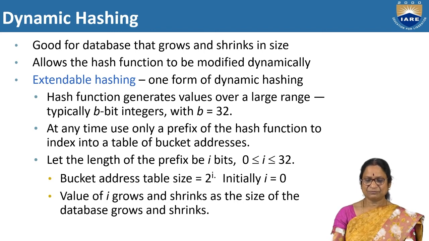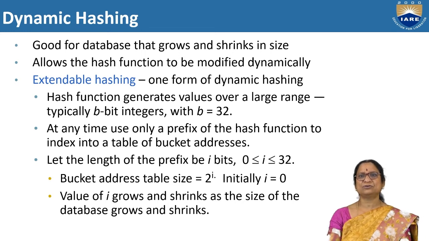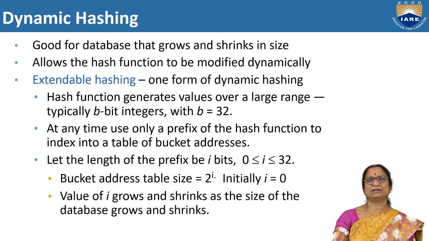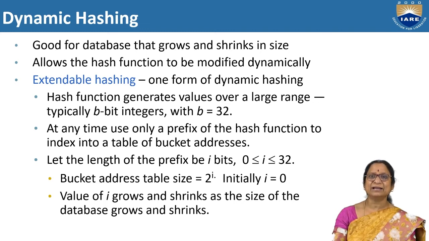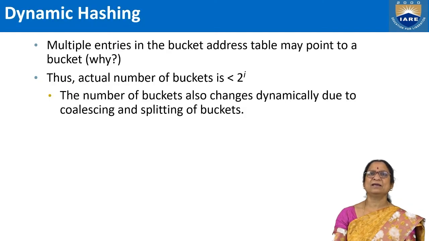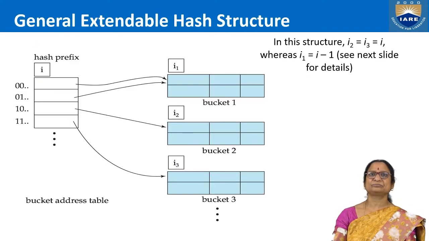The length of the prefix will be 0 less than or equal to i less than or equal to 32. Then the bucket address table size is equal to 2 power i. Initially i is equal to 0. 2 power 0 means 1, 2 power 1 means 2, 2 power 2 means 4, and so on. So the value of i grows and shrinks as the size of the database grows and shrinks, so that the number of buckets is adjusted accordingly.